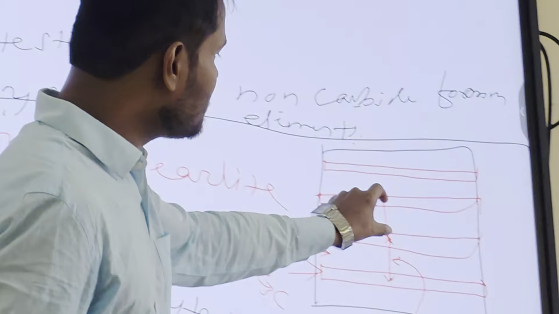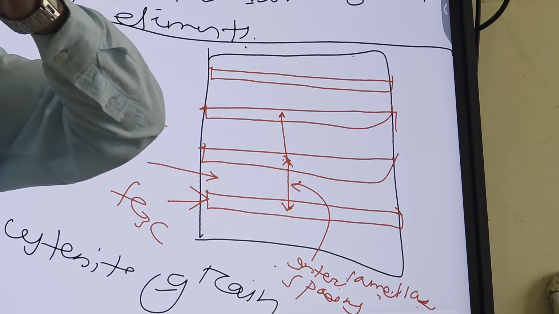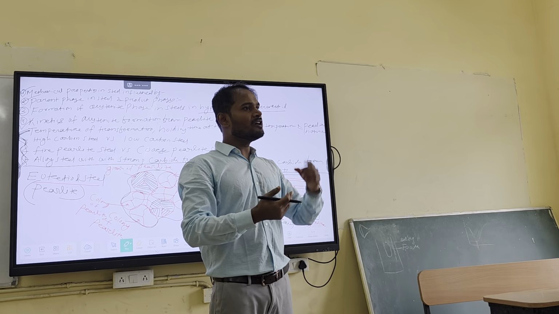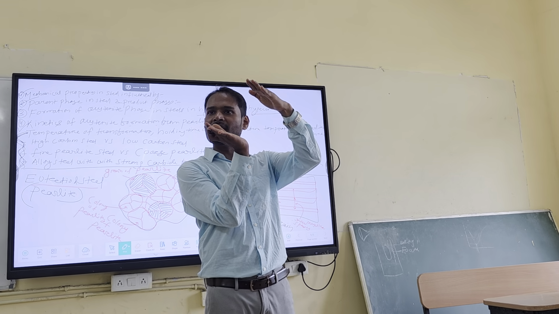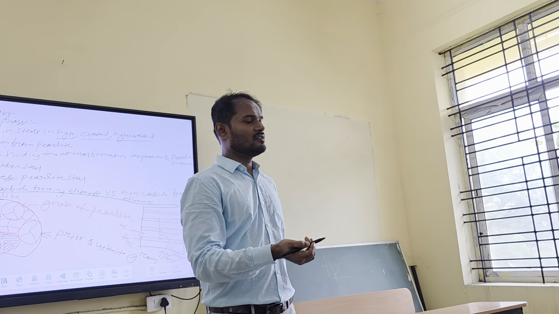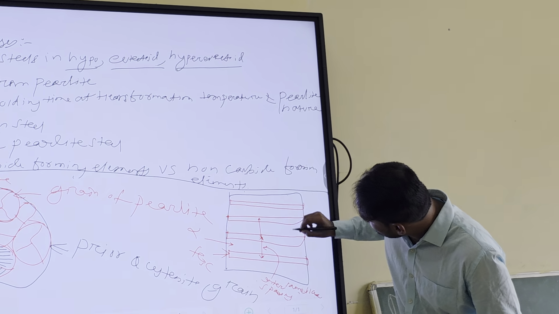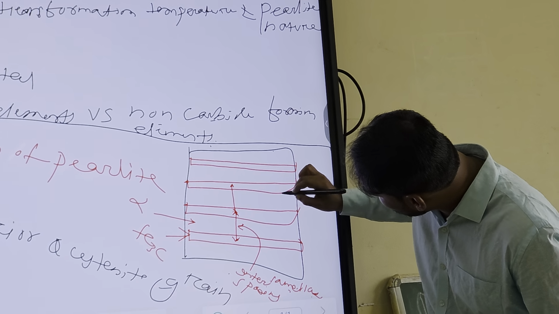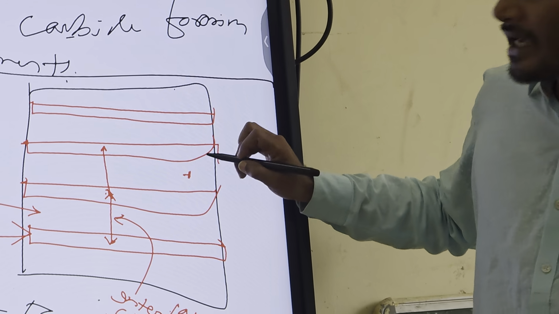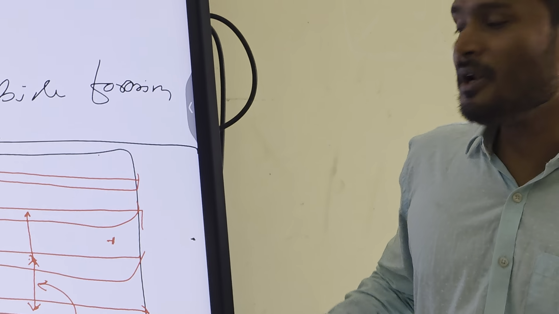So if this gap is more, what do you mean? Your adjacent cementite distance is more, right? If this distance is less, adjacent cementite distance is close. So suppose you now have a dislocation. One dislocation wants to glide. Suppose the dislocation is like this, for example, in a ferrite. It wants to glide in this direction or in this direction. So what will happen?